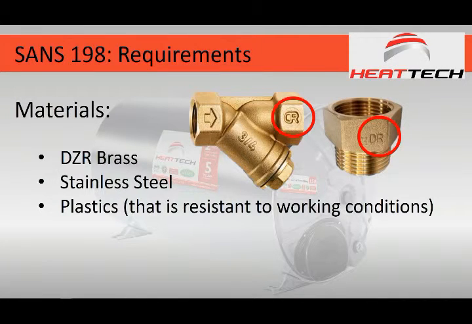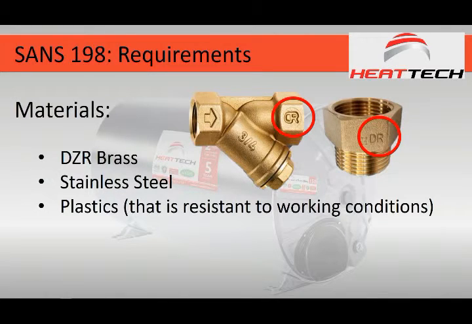Other than looking for the SABS mark on the product, one of the requirements says this component must be marked DR. It must have that mark on. So that's what I'm showing in these images, the DR mark. And if you get any component, not only vacuum breakers, all plumbing components, brass components must have that on, and you must be able to see that.